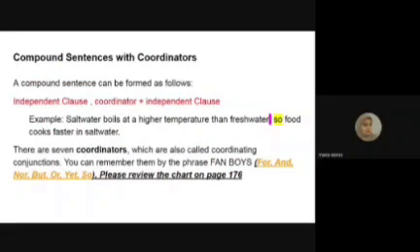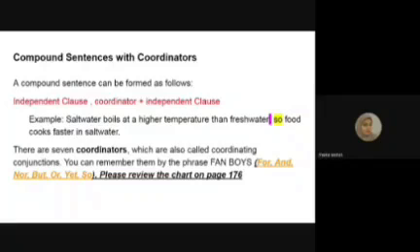So let's review each one aside. Compound sentence with coordinators. A compound sentence can be formed as follows. You start with the independent clause, comma, coordinator, and the second independent clause. In the same example that we reviewed, salt water boils at higher temperature than fresh water is the first independent clause. After that, we have a comma and the coordinator. Here we have so, because for the meaning, so provides the meaning of a result, okay? Food cooks faster in salt water.